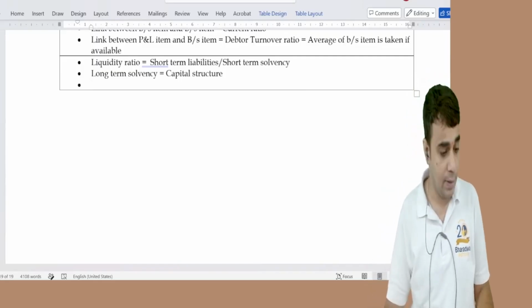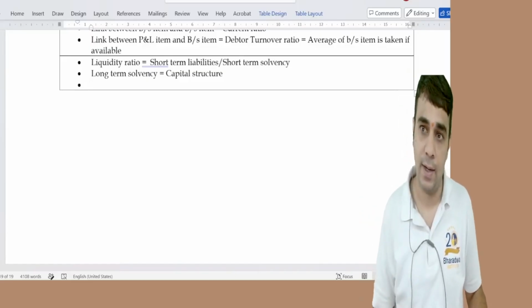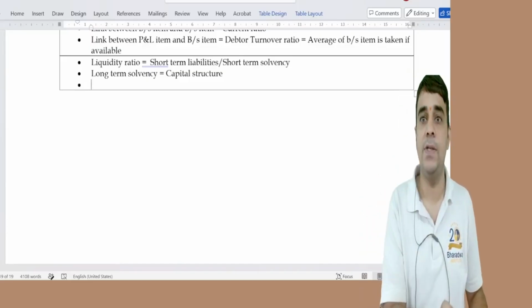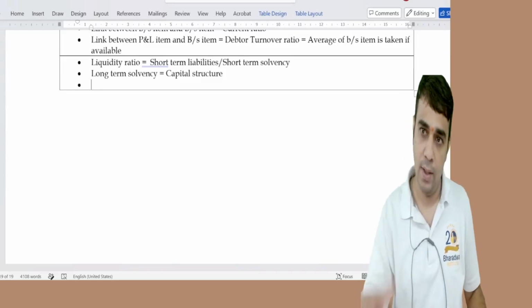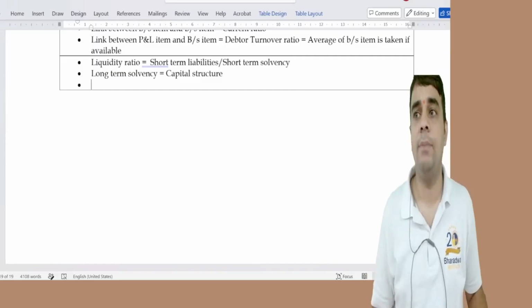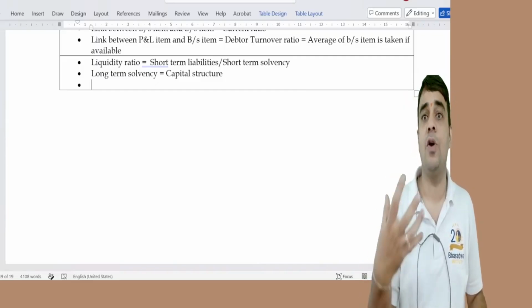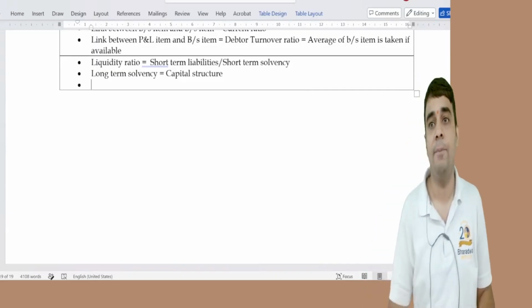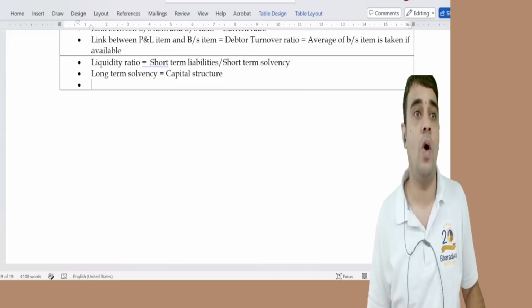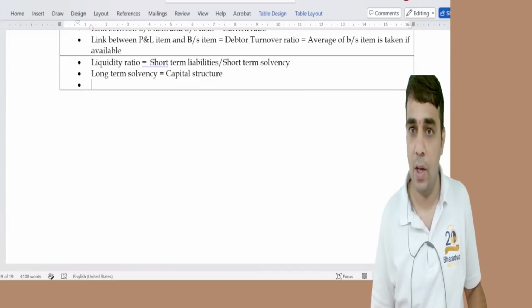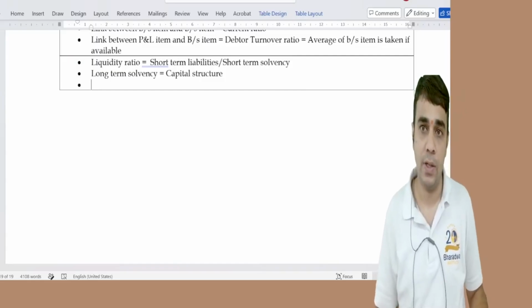Classic example: the Ambani group, the Reliance group. There are Mukesh Ambani's companies and there are Anil Ambani's companies. The big brother's companies are doing well, the other brother is not able to do well, because one major reason is he has taken a lot of borrowing. If you have very high borrowing in the balance sheet, you will start struggling over the long run. That is called long term solvency or capital structure ratio.